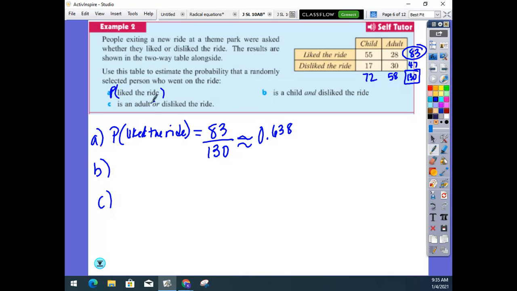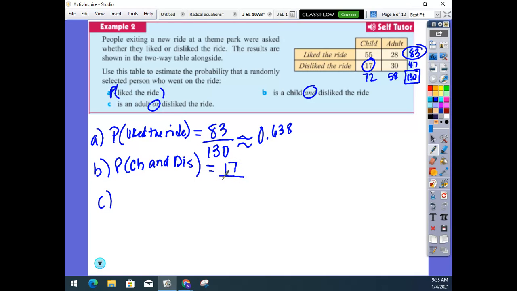Now notice in B and C, the words and, or. All right, so we have to pay close attention. Probability, child, and disliked. So they're a child and they disliked. So notice that there's 17 children who disliked the ride. So 17 out of 130. And then round it to your nearest 3 sig figs.